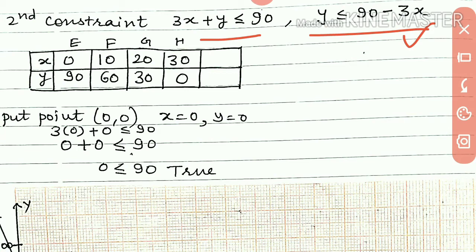So look here, when you put x equal to 0, what do we get? y equal to 90 we get. Now x equal to 10 you put, y equal to 60 you get.